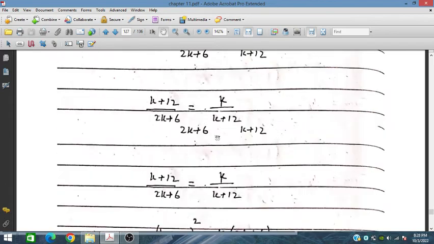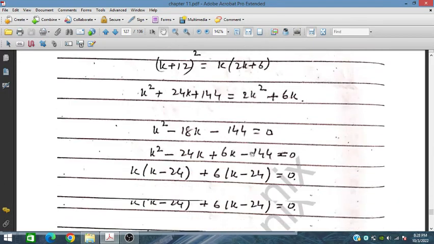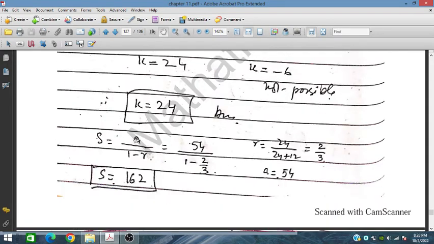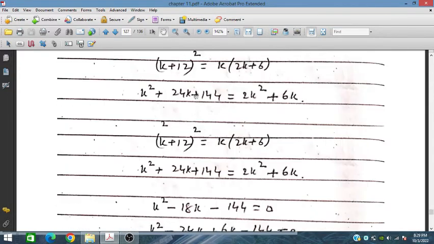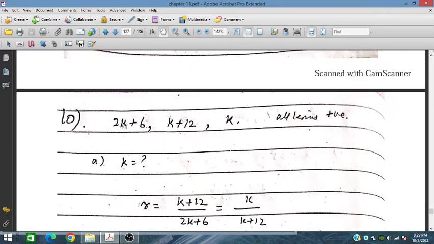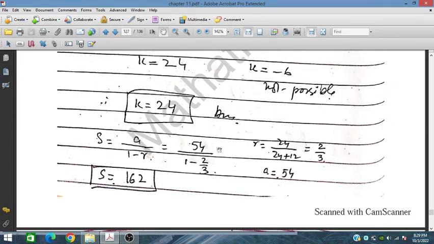We will use this k to obtain the a value. We place the value of k here to get the value of a. So in place of a, which is equal to 24 into 2 is 48 plus 6, 54. So in place of a we write down 54, and a is 54.